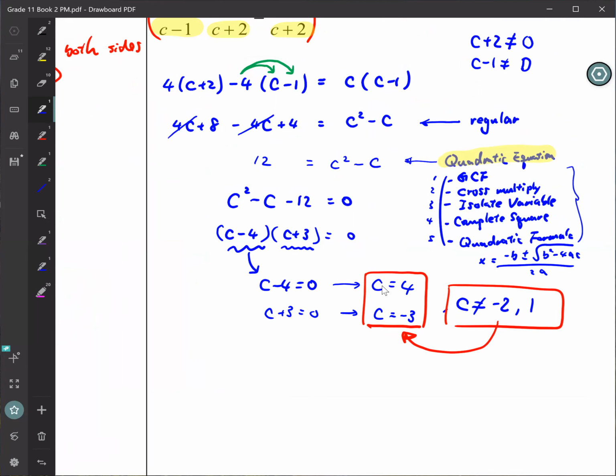You can think about: do we have a GCF? Can we cross multiply to factor? Can we isolate the variable? Usually, factoring will solve the problem. If it doesn't factor, then you go on to the formula, the last one.